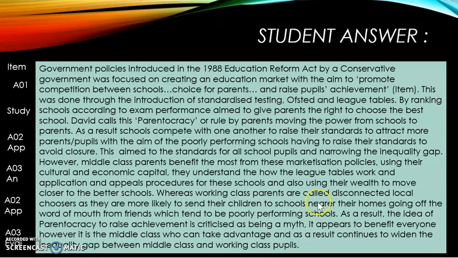This answer starts off with knowledge about an educational policy that was introduced in 1988, the Education Reform Act. It was brought in by the Conservative government. It was creating an education market, and we've got some early reference to the item. It's very clearly linked and clearly signposted there. And then what this student does is start to explain what these education policies were aiming to do. So we've got the introduction of standardised testing, Ofsted and league tables, and we're explaining what they are as well, showing that knowledge and understanding. So ranking schools on exam performance, which was aimed to give parents the right to choose the best school.